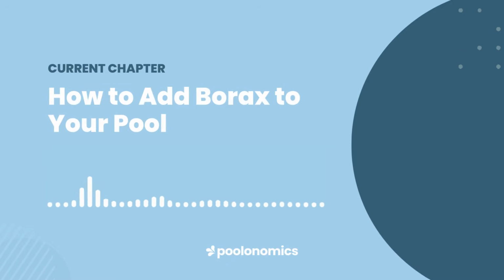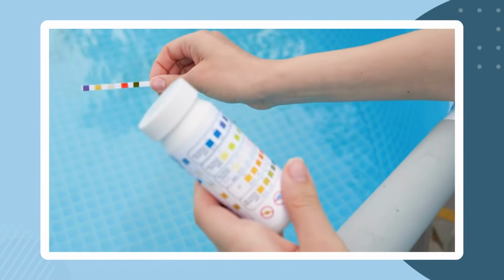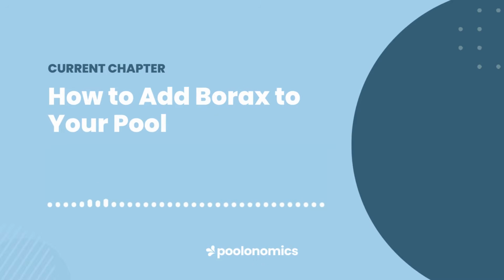As for actually adding borax to your pool, the process is fairly straightforward. Here's a quick step-by-step. Step 1. Start by testing your pH, total alkalinity, and borate level. Not all testing kits will allow you to test for borate, so you may need to buy a dedicated test strip or reagent for this.